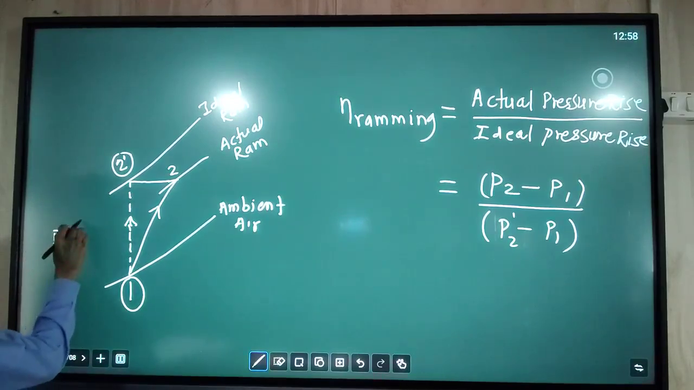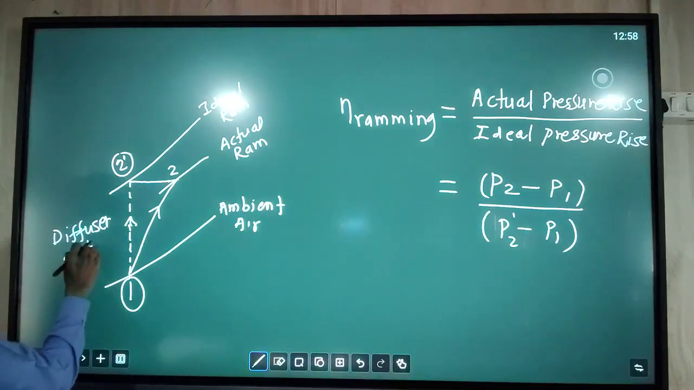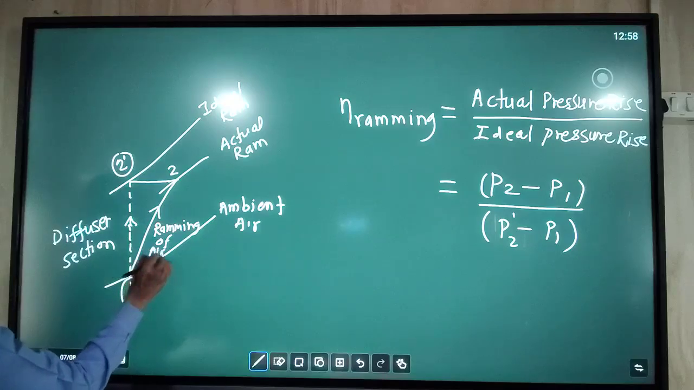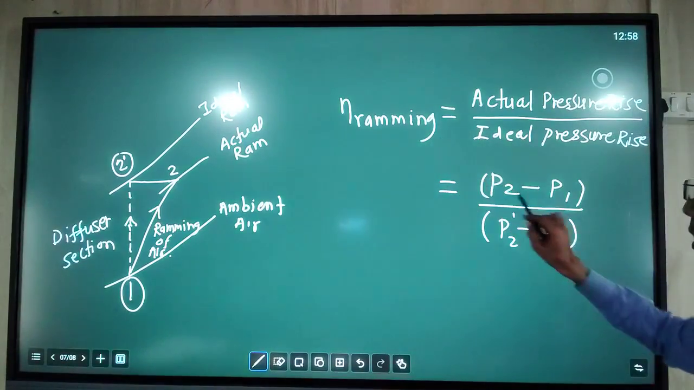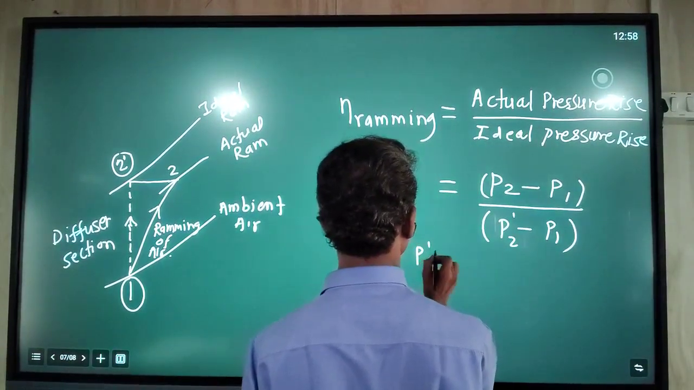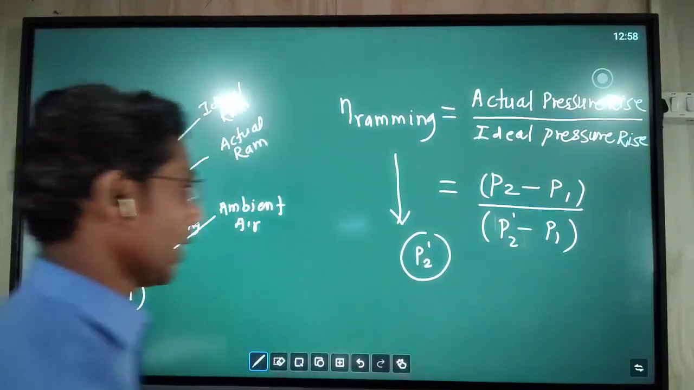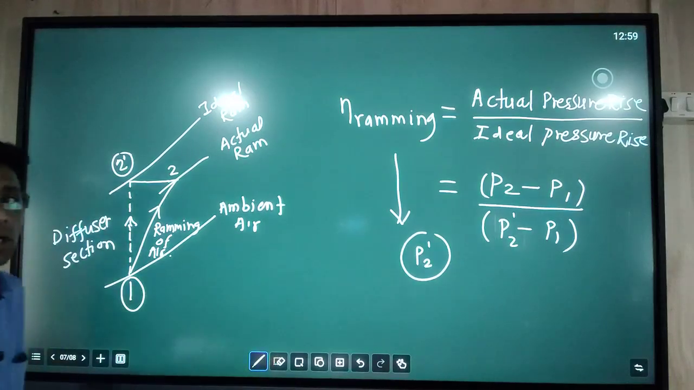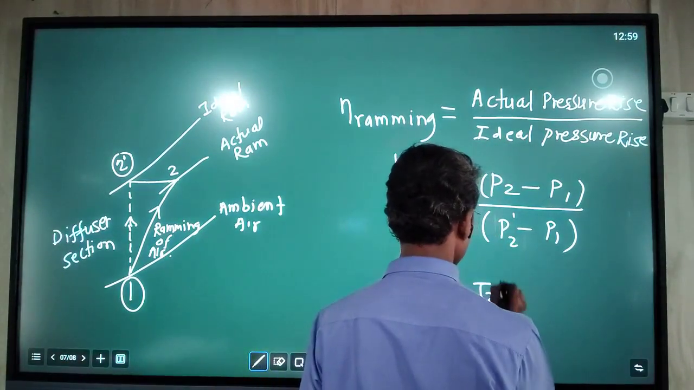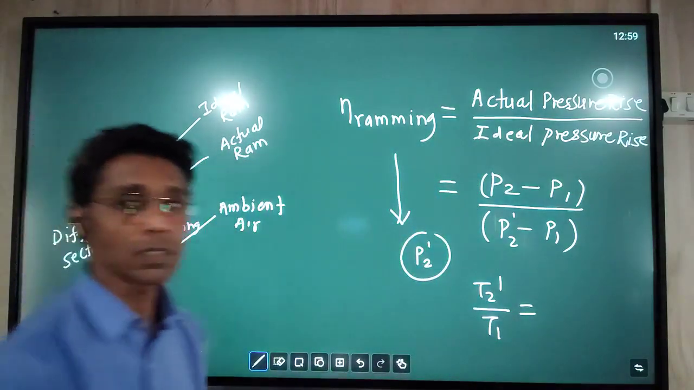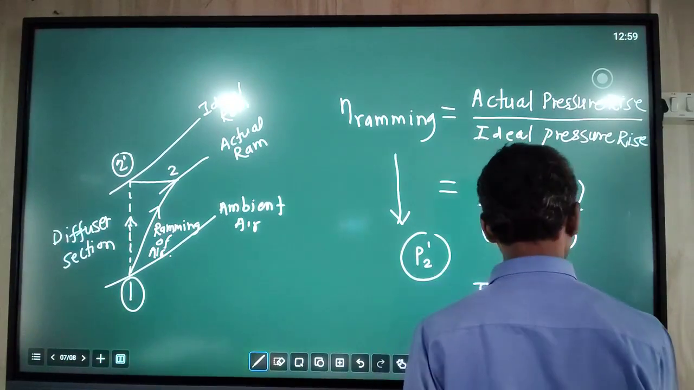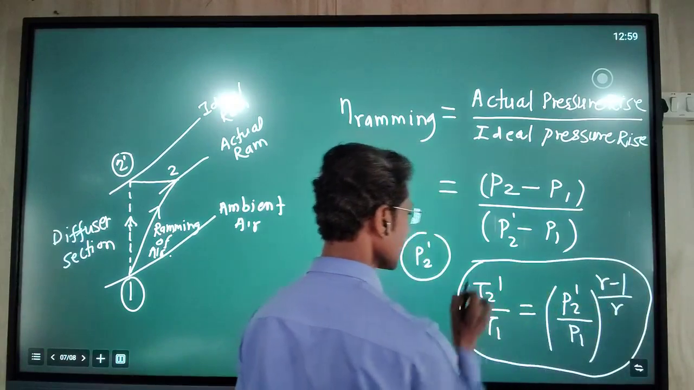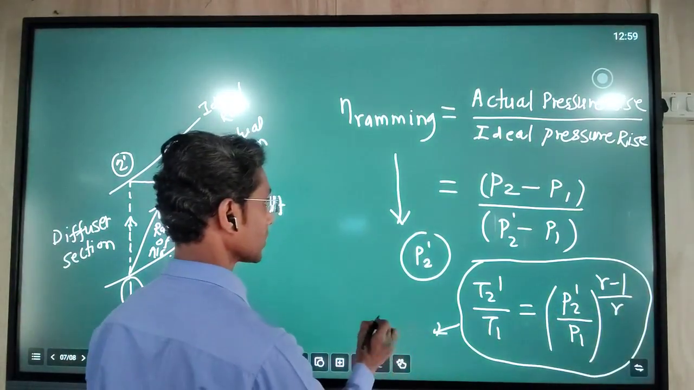This process is taking place in the diffuser section. We call it the ramming process, ramming action, ramming of air. So by using this efficiency formula, we obtain P2 dash. And this P2 dash we put in the formula, since for the ideal process we can use the temperature ratio and pressure ratio relation. That is, T2 dash divided by T1, the temperature ratio during the ramming process, is equal to the pressure ratio, P2 dash upon P1 raised to gamma minus 1 upon gamma. So by using this formula we can obtain the value of T2 dash.